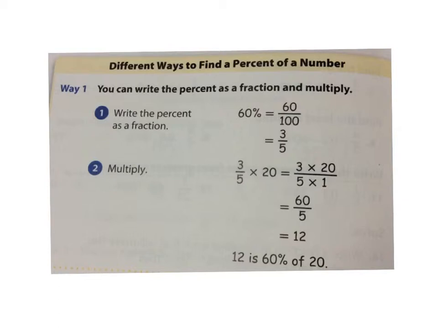Way number one is you can write the percent as a fraction and multiply. So 60%. How do I write 60% as a fraction? If it's 60 out of 100, Riley? Yep, exactly. So 60% is 60 over 100. And we can simplify that to be 3/5, right? Because if I divide by 20 over 20, what's 60 divided by 20? 3. And what's 100 divided by 20? 5. Okay, so is 60 100ths the same as 3/5?